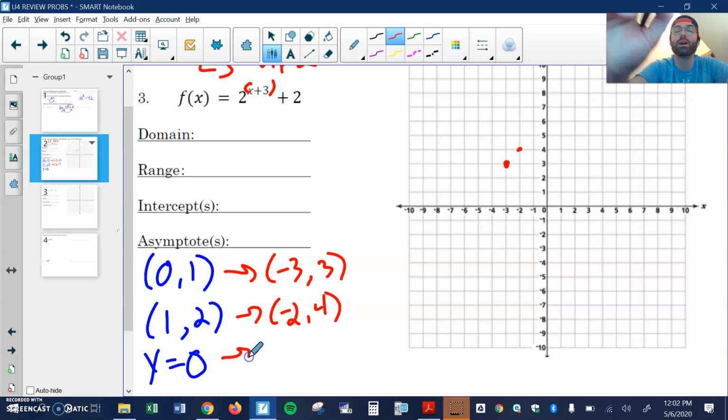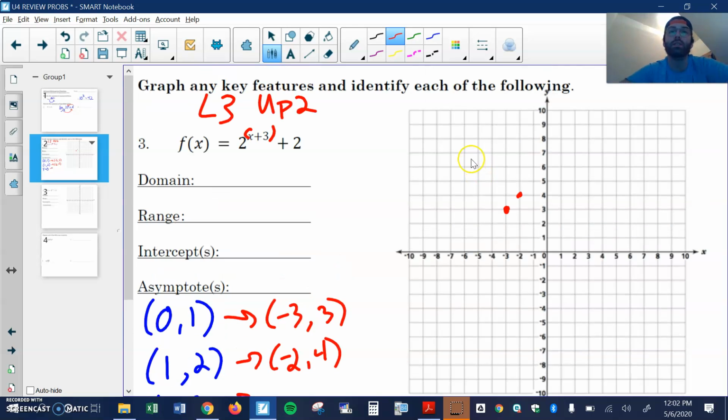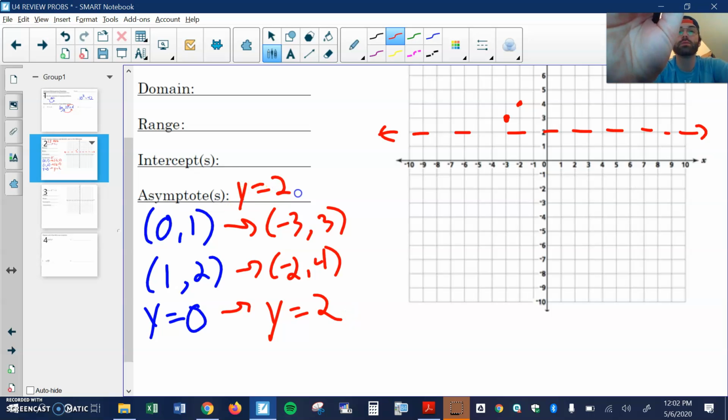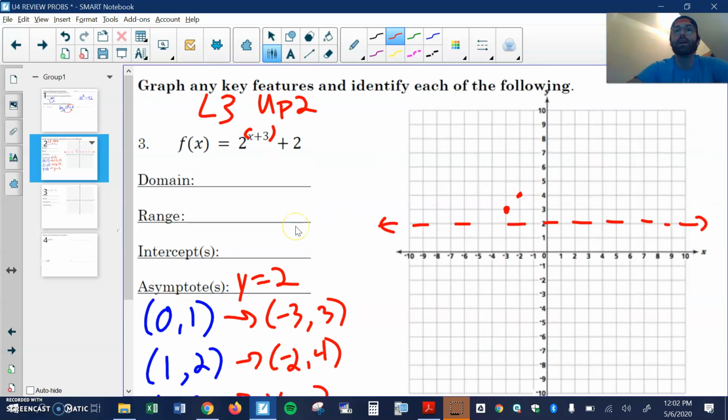And remember what we said about our asymptote? The asymptote is only affected if there's a vertical shift, an up and down shift. Here, our shift was up 2, so my new asymptote is y equals 2. Oh, look, I can just plug that in right here, y equals 2. And then connect our dots here, and it's going to look something like that.